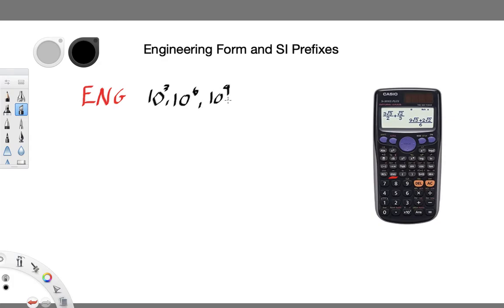So powers like that. But obviously we know from having looked at standard form that we can also have negative powers. So can we have negative multiples of 3? Of course we can. So we can have 10 to the minus 3, 10 to the minus 6, 10 to the minus 9, and so on.